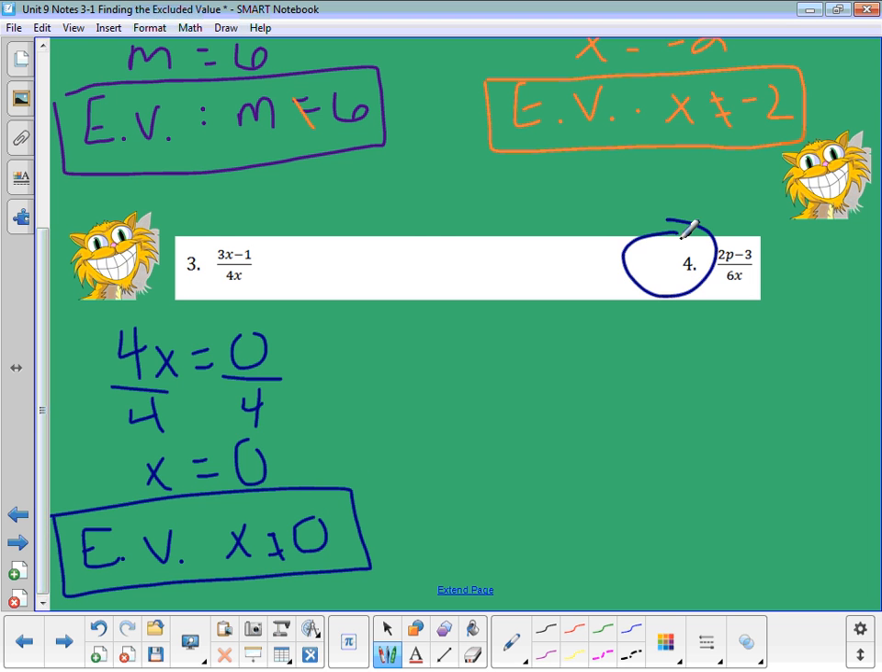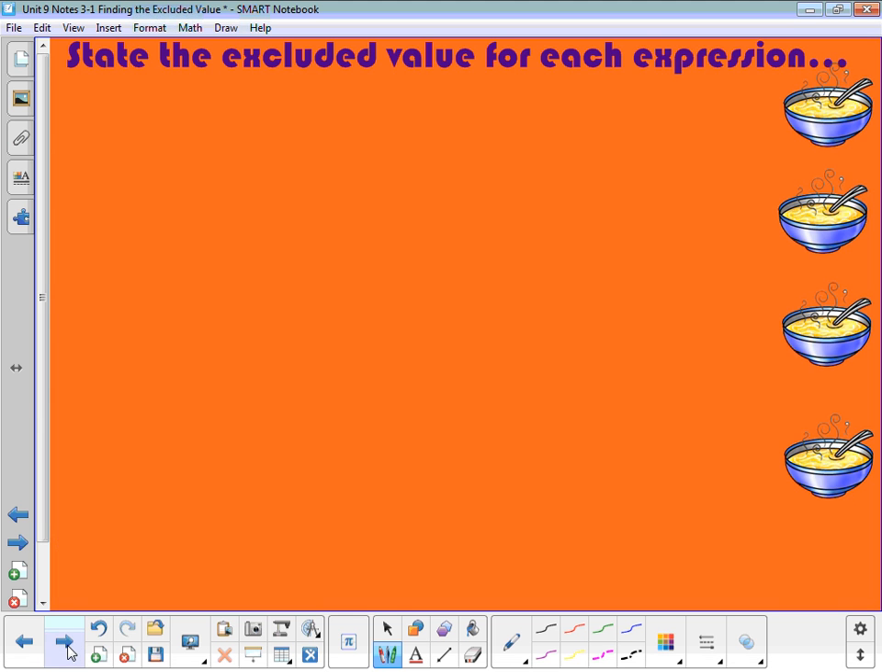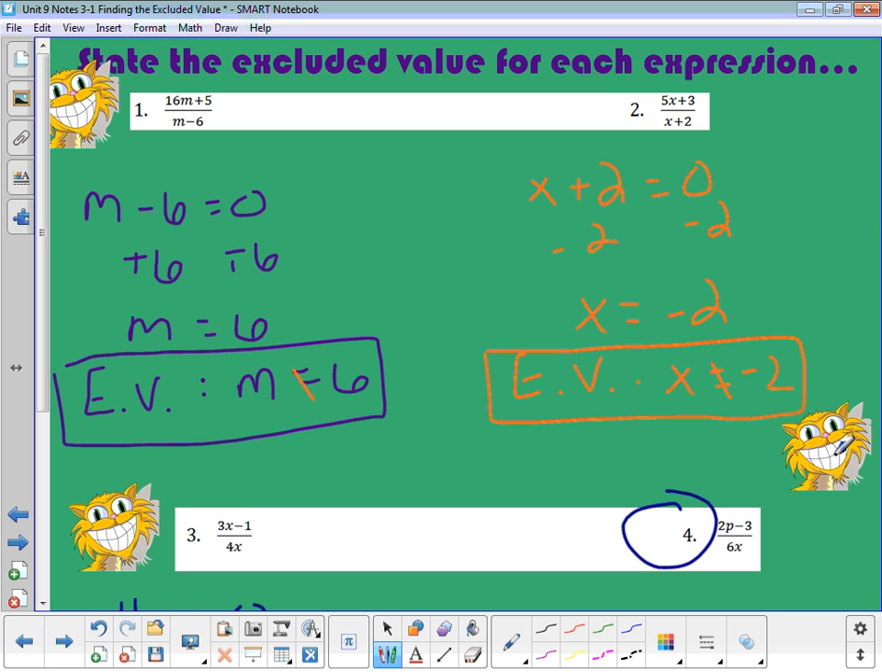I'm going to have you guys try number 4 on your own. See if you can find that excluded value. Next, let's take a look at number 5.